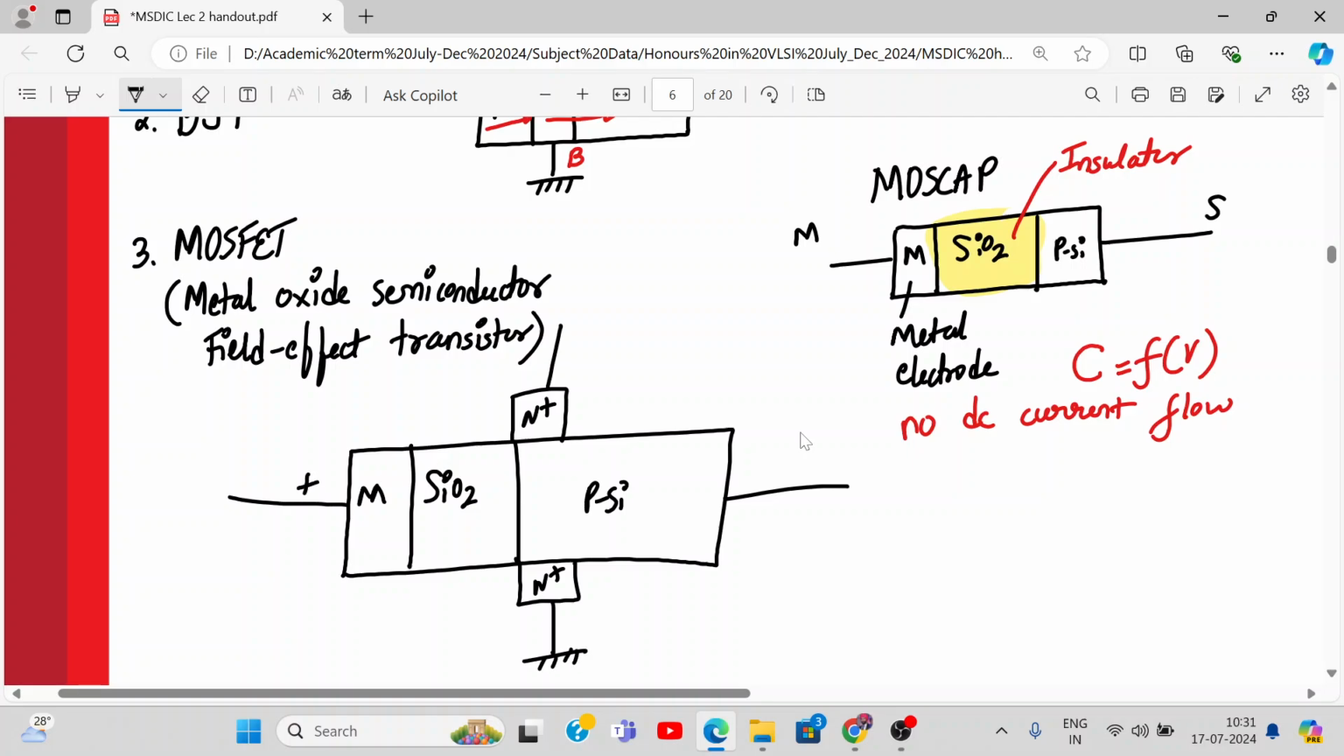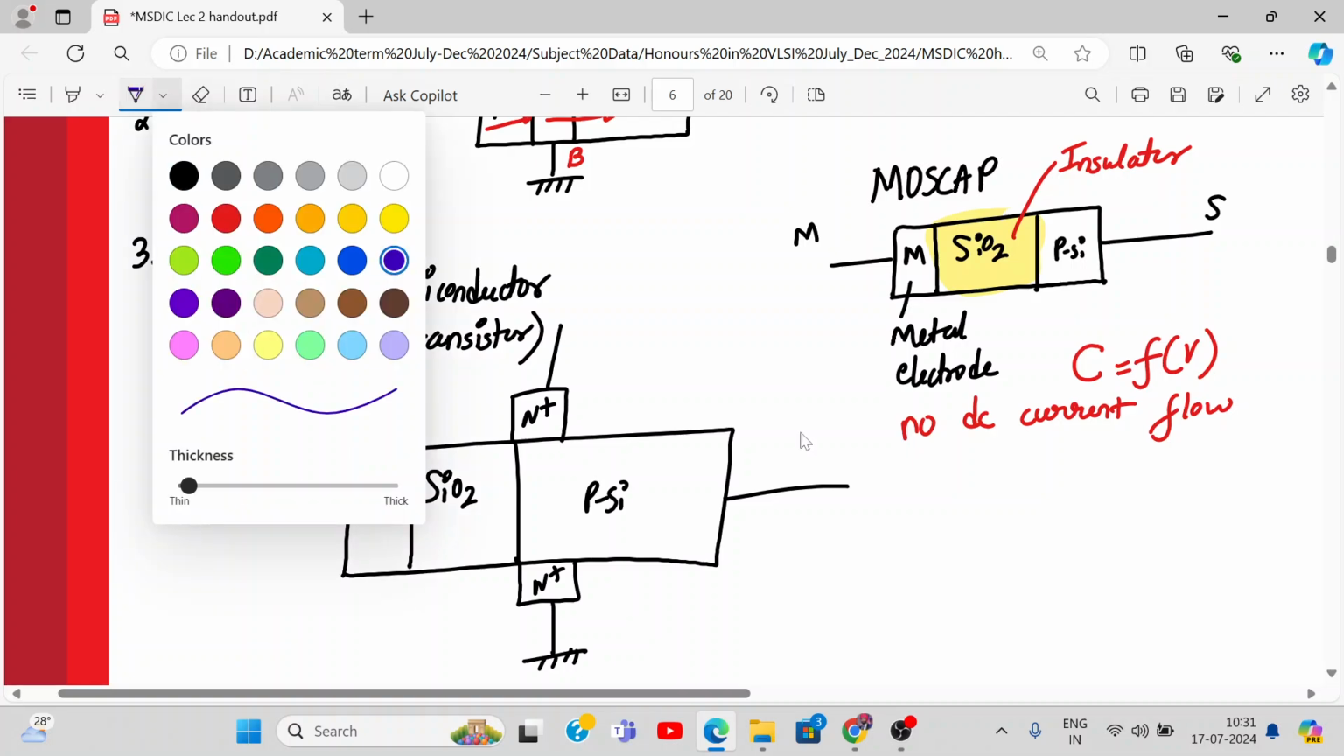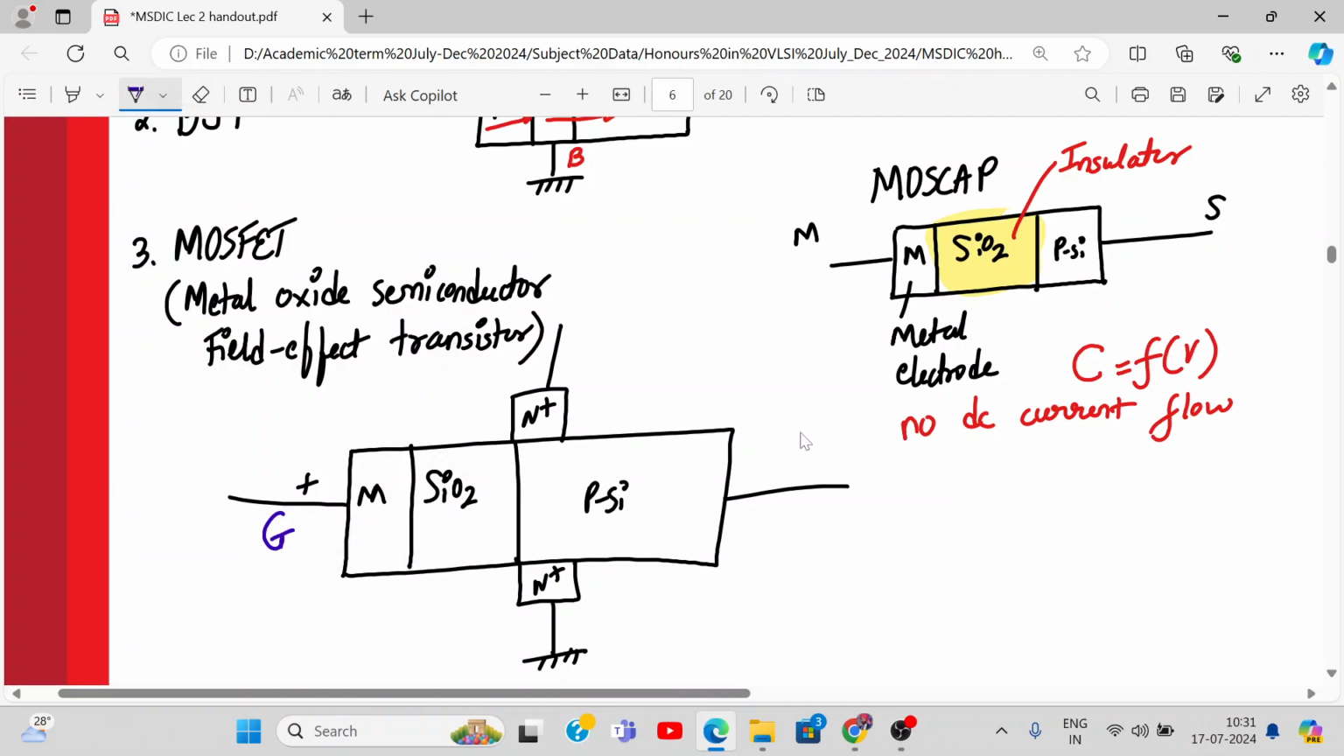So basically this will be my gate terminal. It's a four terminal device. Gate, this will be, let's say, source, and this will be drain, source, and this is substrate or body. So it is a four terminal device: gate, drain, source, body.